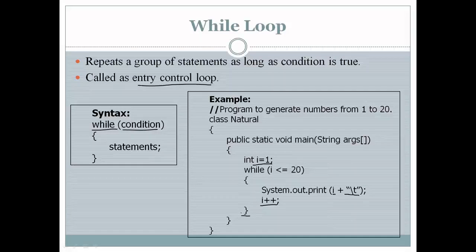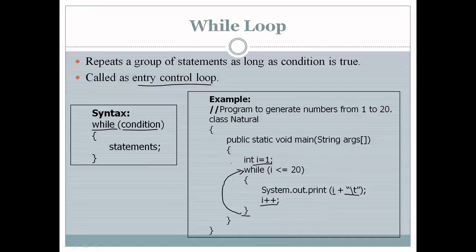From this point, it goes again to the while. So it repeats from here, and again checks the condition I less than or equal to 20. Initially I was 1, then we incremented it at this point. So the current value of I is 2. 2 is less than or equal to 20, so the condition is still true. So again it will print the value of I, that is, it will print 2.